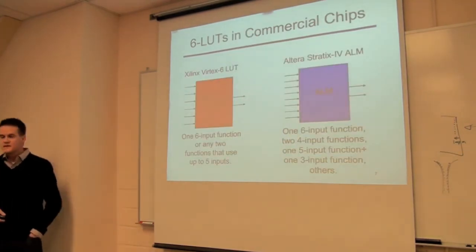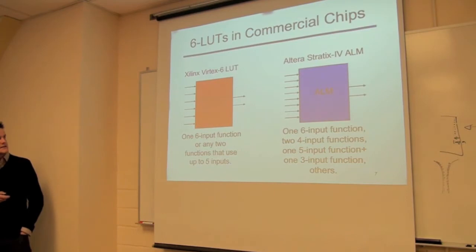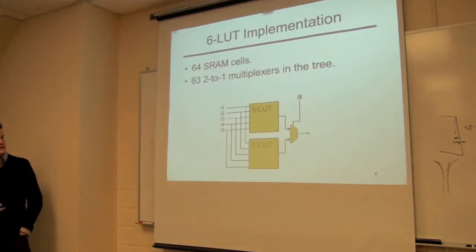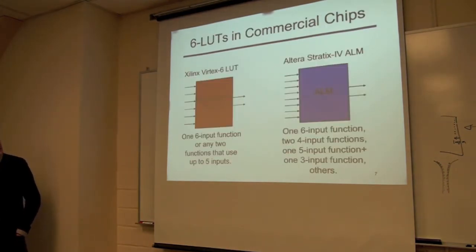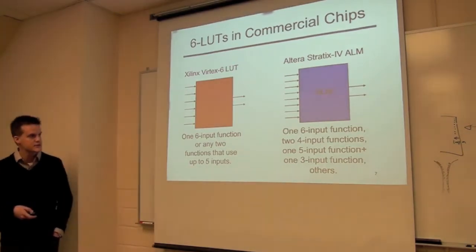In commercial chips, in the Xilinx style in Virtex-6, the 6-LUT has 2 outputs, and basically that's done by tapping off these 2 5-LUTs. You can tap off and make those separate outputs in essence. So you can have one 6-input function or any 2 functions that use up to 5 inputs. In the Altera style, it's a more flexible adaptive logic module. This structure here has 8 inputs, 2 outputs. It can have one 6-input function, 2 4-input functions, or a bunch of different combinations, a 5 and a 3, etc. So you have 8 inputs coming into that structure.